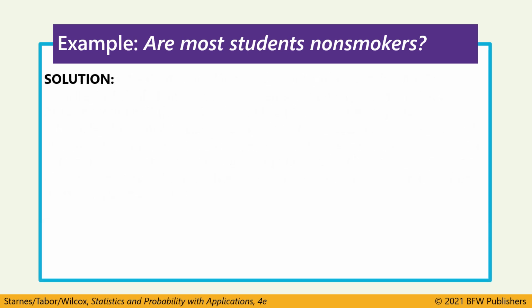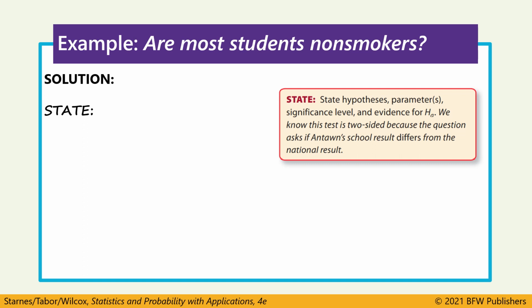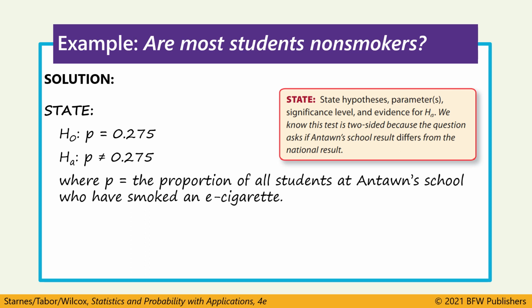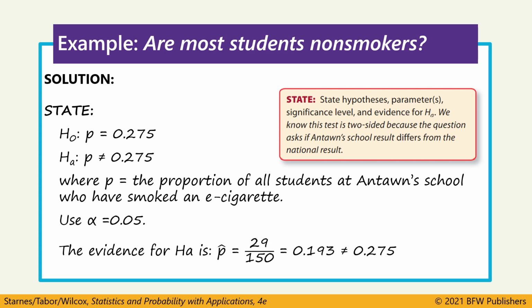So we'll start off by stating our hypotheses, parameters, significance level, and evidence for the alternative. Our null hypothesis is that the rate at his school is the same as the national level. The alternative is that it's different, maybe higher, maybe lower, we're not sure. P is going to represent the proportion of all students at Anton School who have smoked an e-cigarette. We're going to use an alpha level of 5% as stated in the problem.